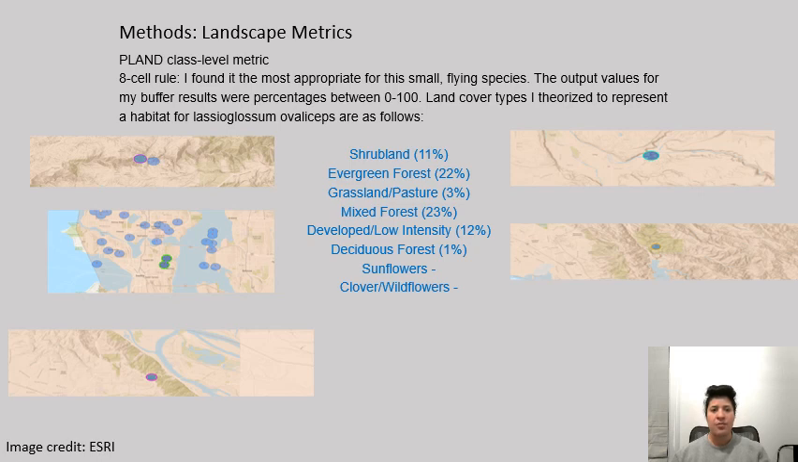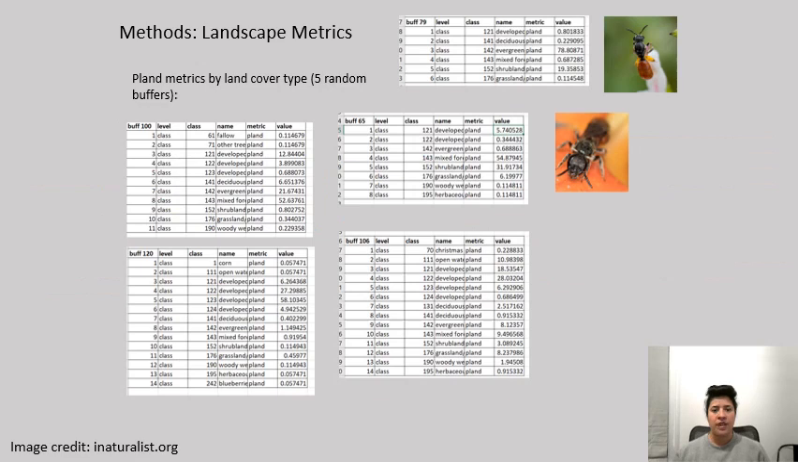I used a 500-meter buffer size as the distance from occurrence point that represented the local landscape, and it worked for the purposes of this project. I used the P-land class level metric and the 8-cell rule. I found it to be the most appropriate for this small flying insect species. P-land metrics by land cover types for 5 random buffers can be found here. Some land cover types came up on all 5 buffers, including mixed and evergreen forests.